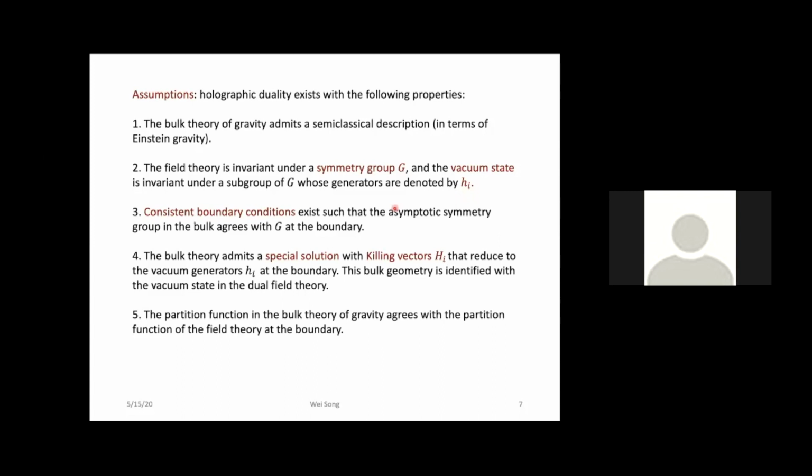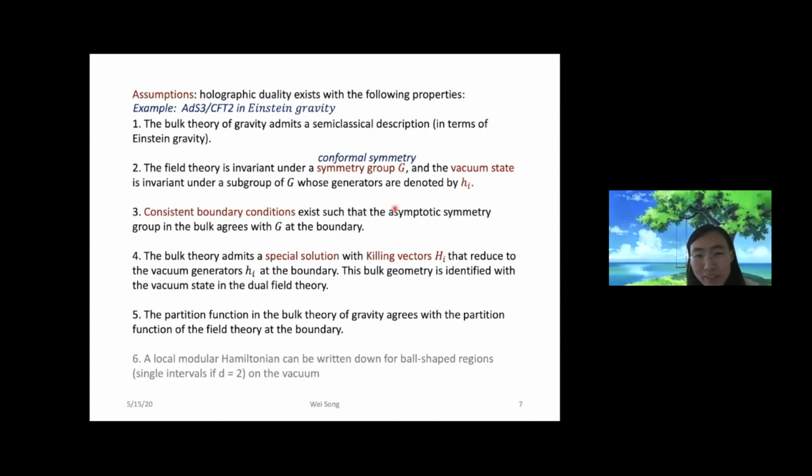In some context. Maybe let me just give the examples of what I mean. Item two is purely about the field theory, and by symmetry group in, say, ordinary 2D CFT, this is just the conformal symmetry, and the vacuum symmetry is the two SL(2)s.